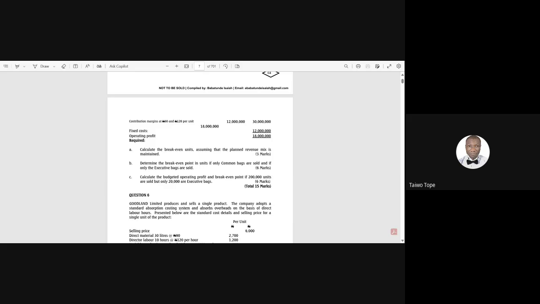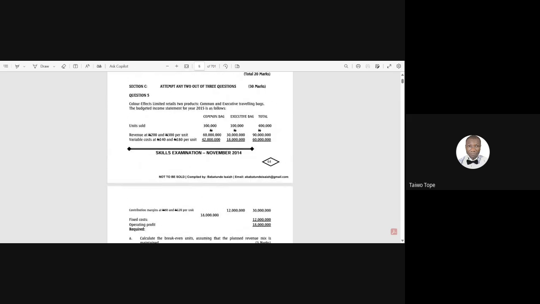So if only common bags are sold, the fixed cost is 12 million, and your contribution for common bag is 60 naira per unit. So 12 million divided by 60 naira, you get your answer, and they mark you right: 200,000 units.